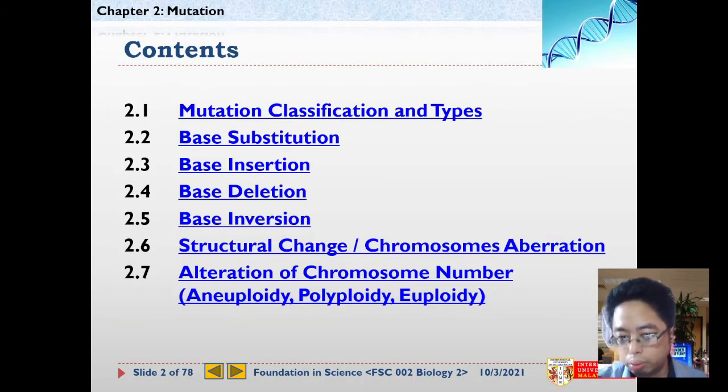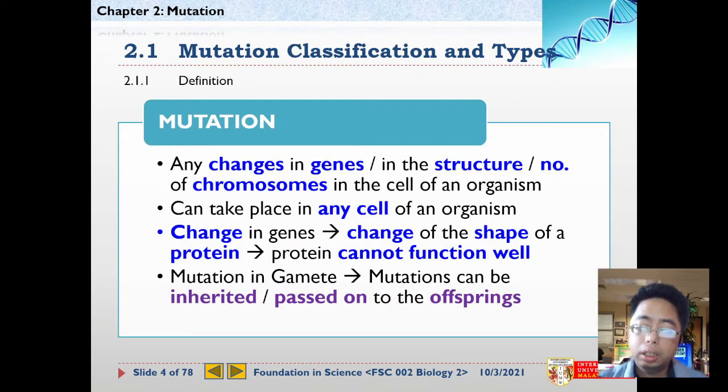Here are the contents. We learn about the types of mutation, and here are the types: translocation, insertion, deletion, inversion, and then a bigger scale of it: structural change, chromosomal aberration, and lastly an even bigger scale, which is alteration of chromosome number. Definition of mutation: it is any change in the structure or number of chromosomes in a cell of an organism. It can take place in any cell of an organism, and because it is a blueprint, if you change the blueprint, then the product will be different.